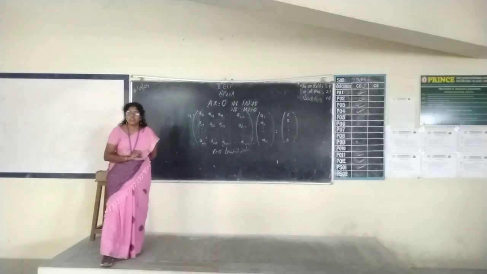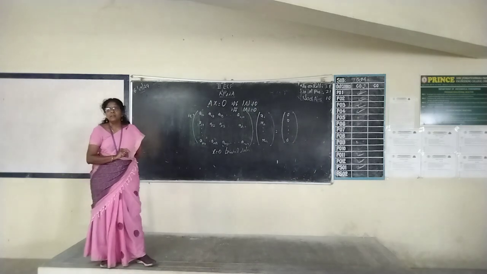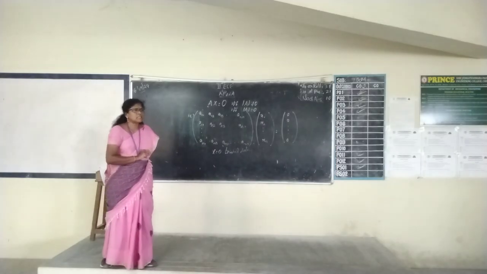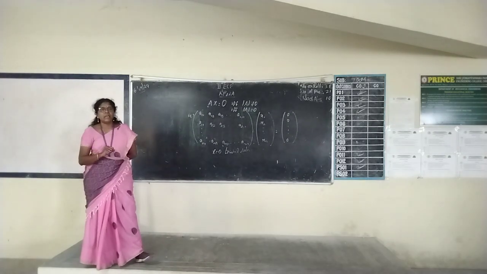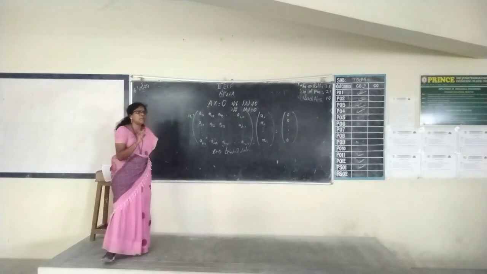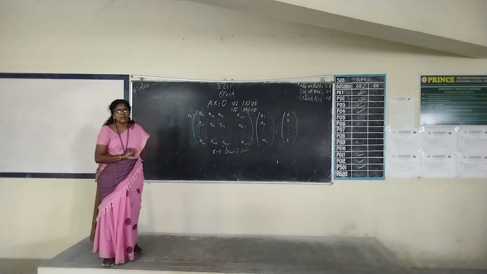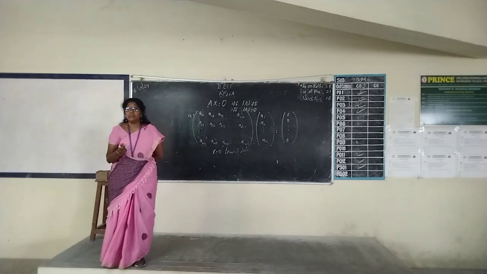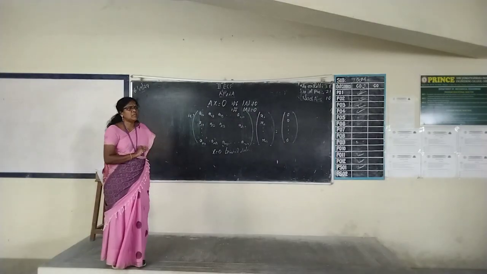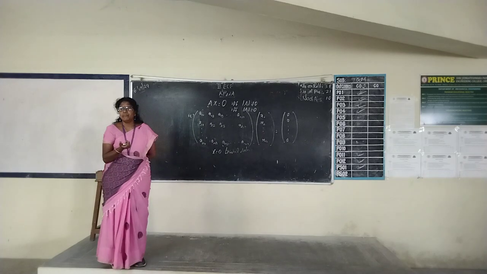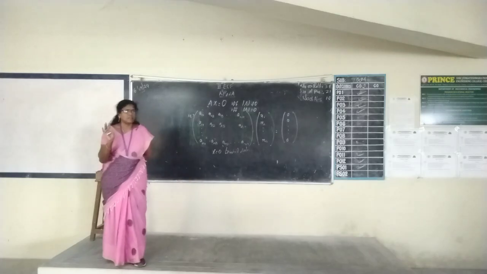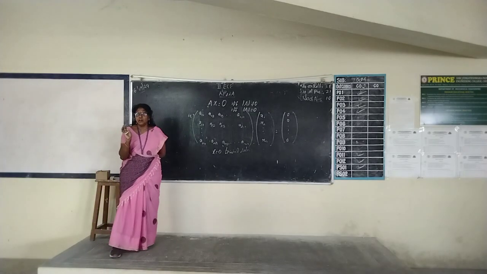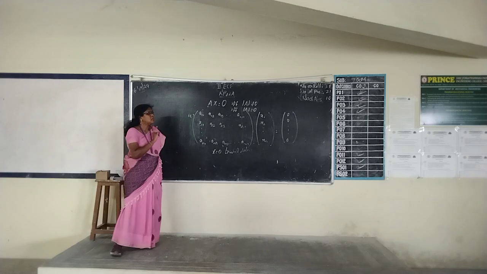When will we have a trivial solution? When the determinant of A is not equal to 0. If the determinant of A is equal to 0, it is going to have a non-trivial solution. A trivial solution means all the variables are equal to 0. Non-trivial means it has some values, which you can find using Cramer's rule. No need for any other steps. Only this is the condition for homogeneous.